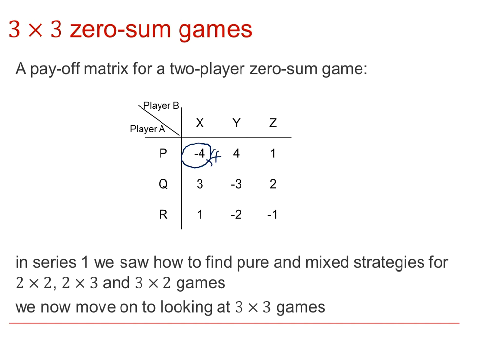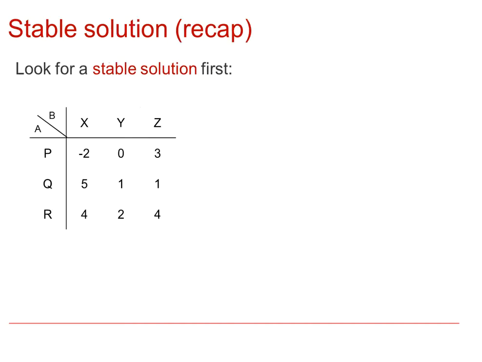In Series 1, we saw how to find pure and mixed strategies for 2x2, 2x3 and 3x2 games. We now move on to looking at 3x3 games, which as you can see is the case here, with player A having their 3 strategies or options P, Q, R and player B with 3 strategies or options X, Y, Z. First, we need to look for a stable solution.